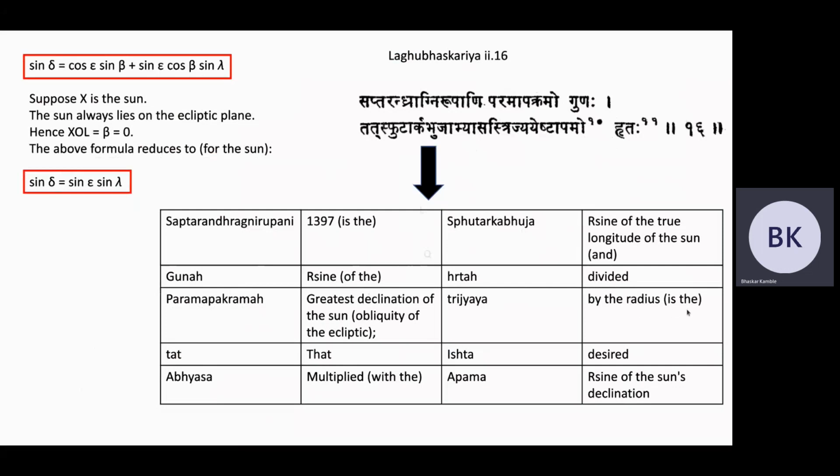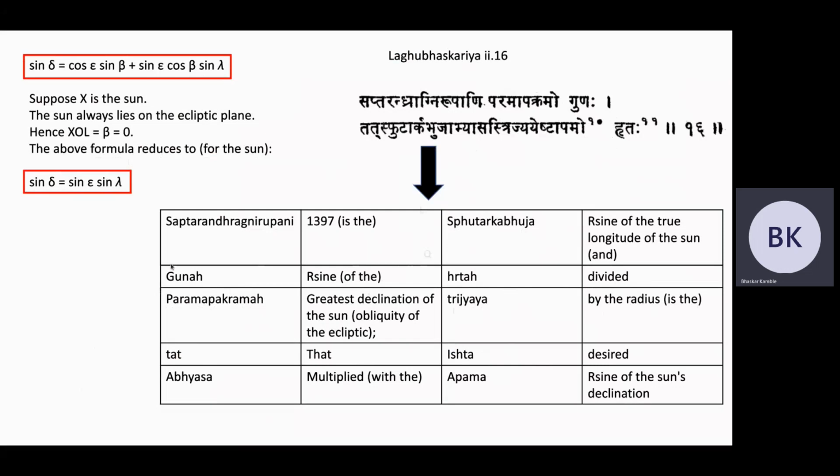Hritaha means divided. Divided by what? By Trijya, the radius. So this is the Ishta, the desired Apama. Apama is the R sine of the sun's declination. You can easily verify it is the same as this formula, because in Hindu astronomy they spoke about R sines. So R sine delta is equal to R sine epsilon times R sine lambda divided by R. If you multiply both sides of this equation by R and R, you will get exactly what is stated here.